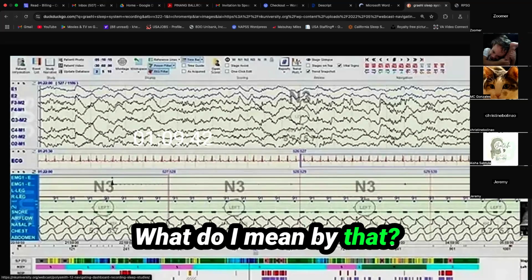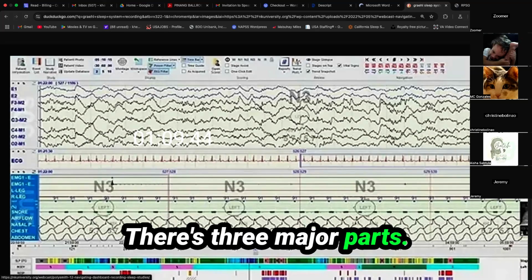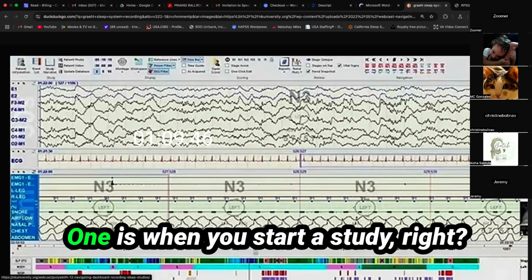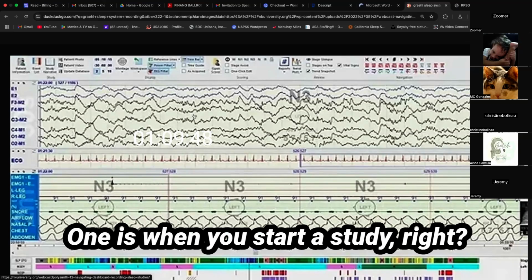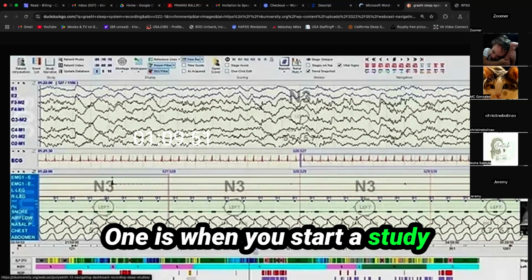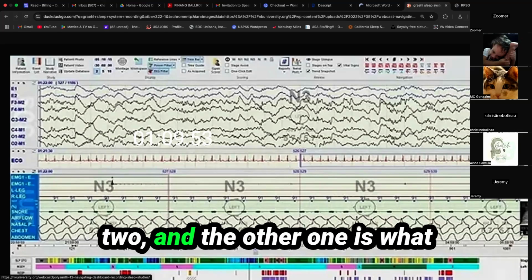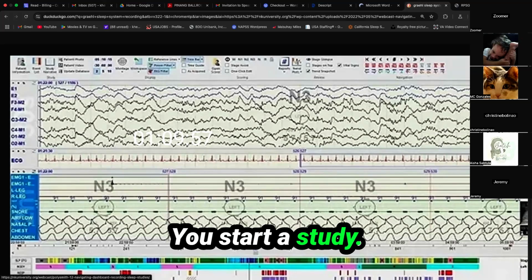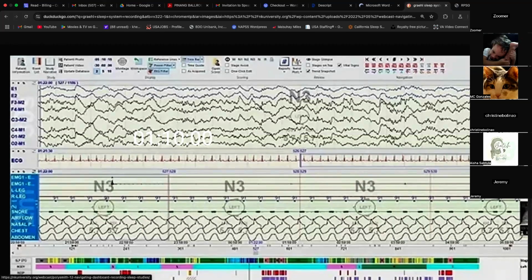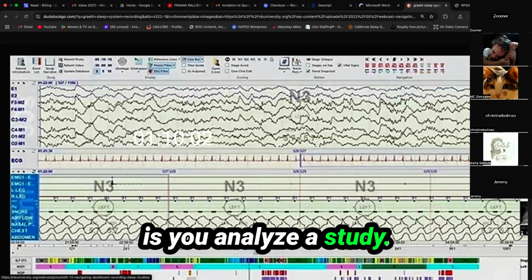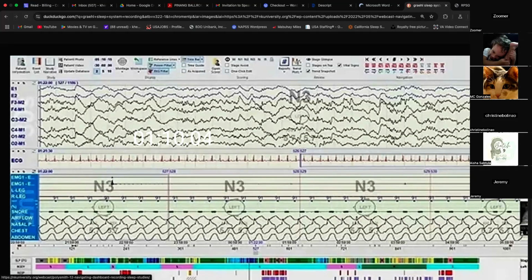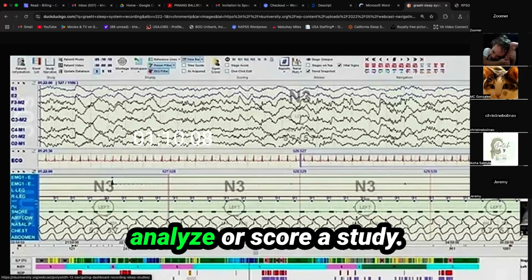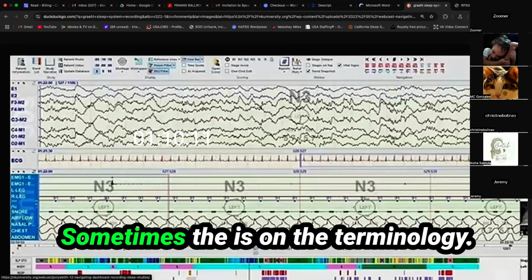What do I mean by that? There's three major parts. One is when you start a study. And the other one is, what do you think is the other option? You start a study, the other one is what? Is you analyze a study. Yeah, that's it. So you start a study or you analyze or score a study. Sometimes it's in the terminology.